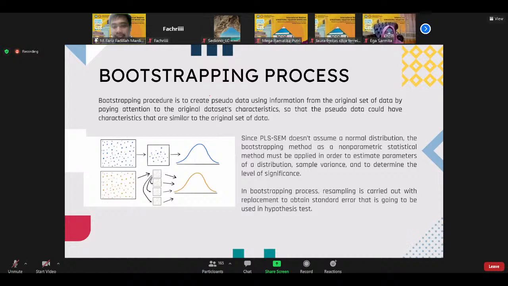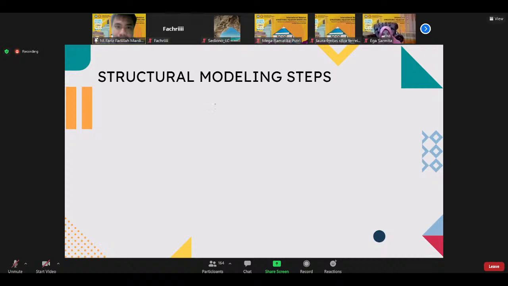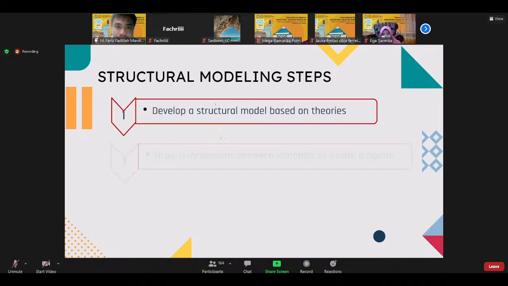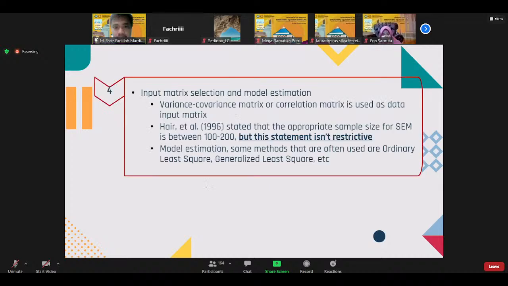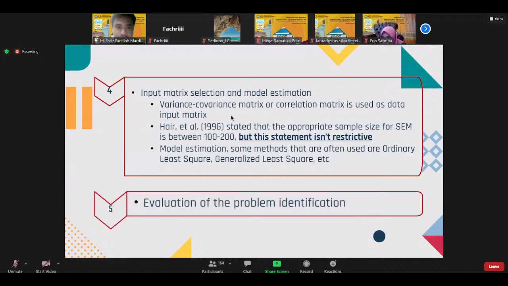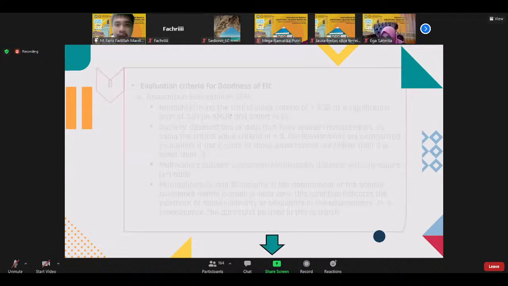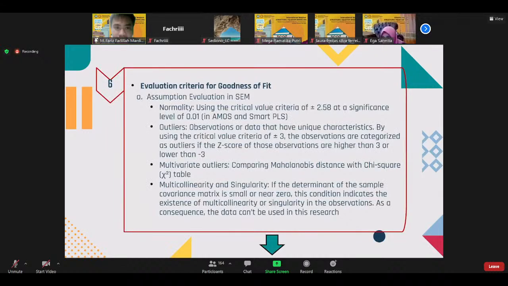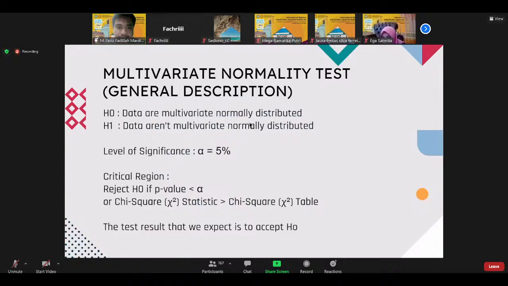In structural modeling, you develop a structural model based on theory, then input matrix selection and model estimation, and then evaluate the identification problem and the evaluation criteria or goodness of fit. Dr. Hashem has discussed normality, multivariate outliers, multicollinearity, and so on. You can learn from this slide.